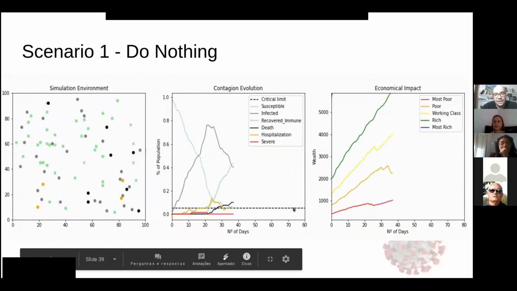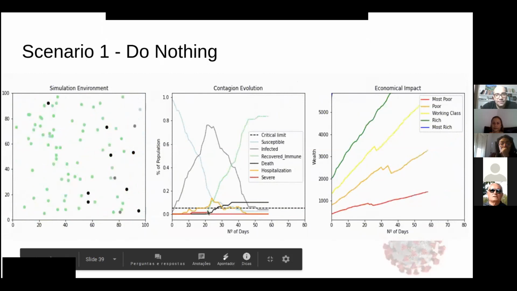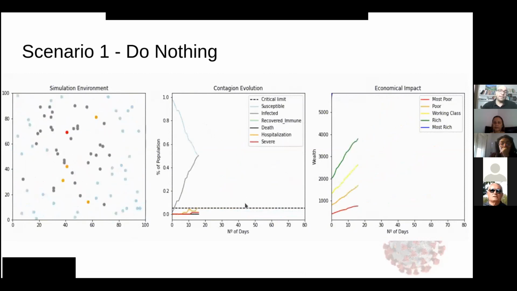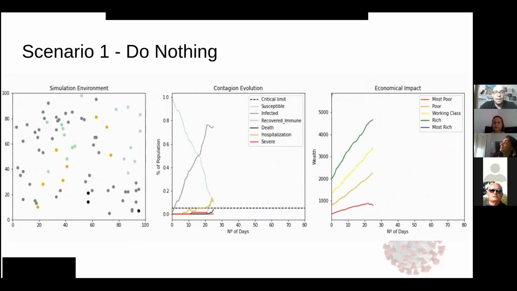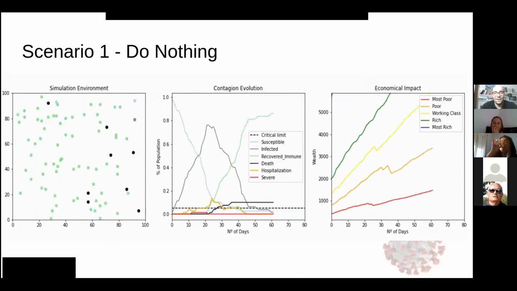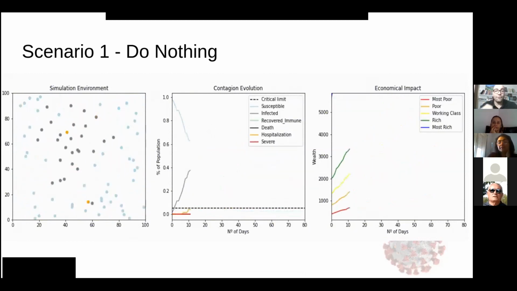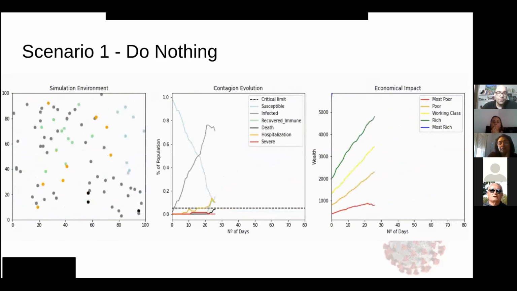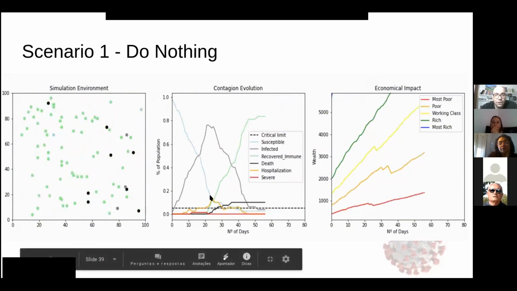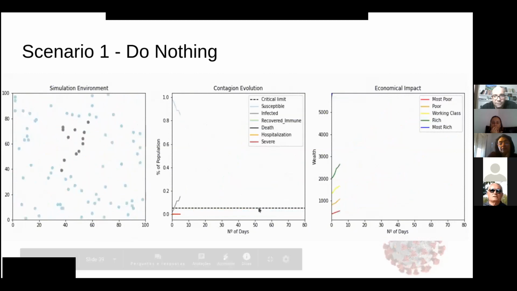And this dashed line here is the critical limit of the healthcare system. When the number of hospitalized cases crosses this line, the number of dead people increases a lot, because the society does not have healthcare resources to take care of all sick people. So people start to die with more velocity. Okay, so this is what we're talking about, to flatten the curve, to try to avoid this orange line crossing the critical limit of the healthcare system.